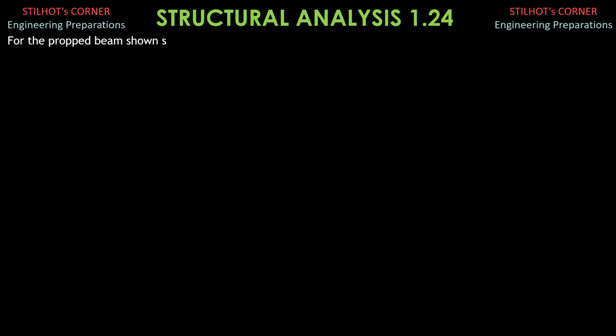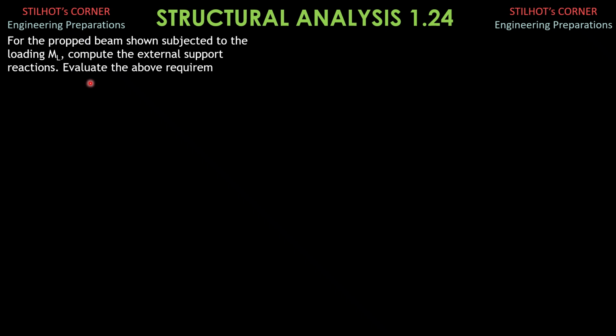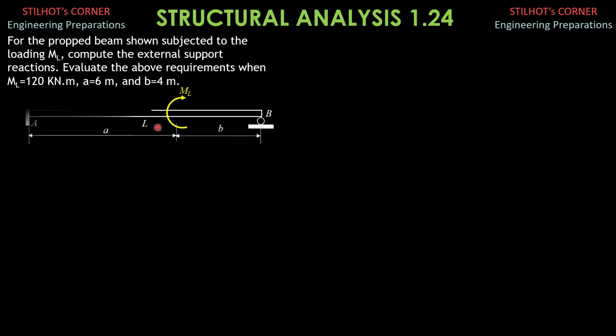For the prop beam shown subjected to the loading ML, compute the external support reactions. Evaluate the above requirements when ML is 120 kilonewton meter, A is 6 meters, and B is 4 meters. So that means L is 10 meters.